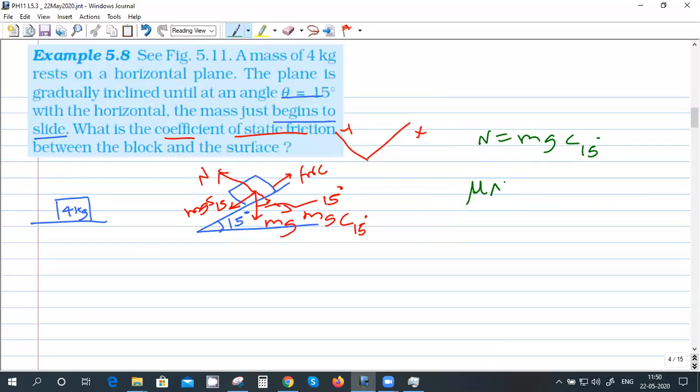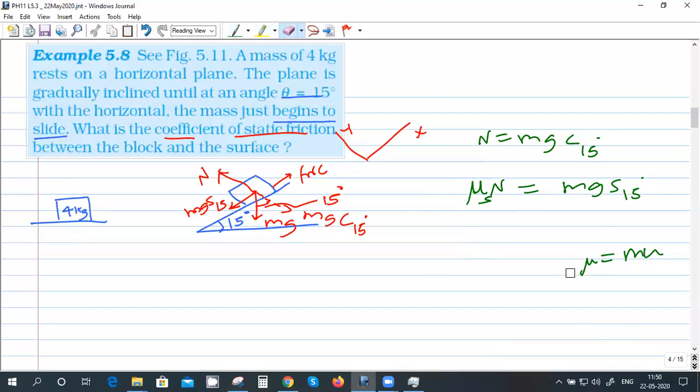Mu s N. This symbol is mu, the Greek symbol, almost like u. So this is true because the friction force is maximum. It is just about to slide, begins to slide. Only when it begins to slide is the friction force maximum. That's why it's mu s into N, and that is equal to mg sin 15.